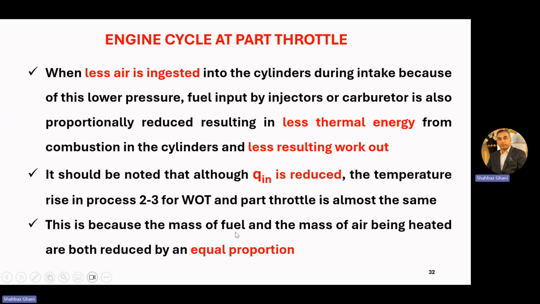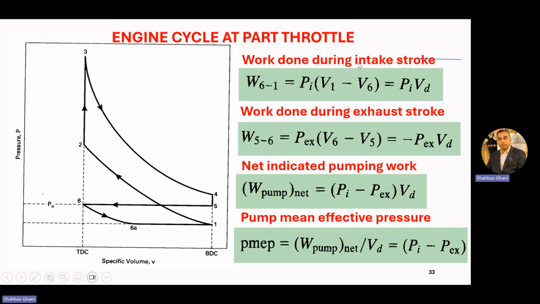This is because the mass of the fuel and the mass of the air being heated are both reduced by an equal proportion. Now, work done during the intake stroke from 6 to 6A and 1 is P_I times (V1 minus V6). Work done during the exhaust stroke from 5 to 6 is P_exhaust times (V6 minus V5), so minus P_exhaust times V_D. Net indicated pumping work.